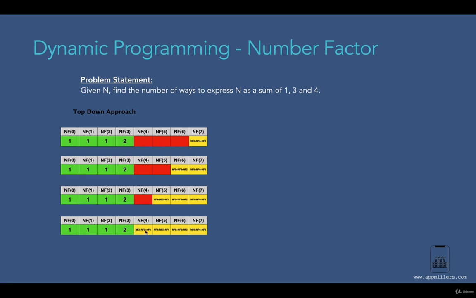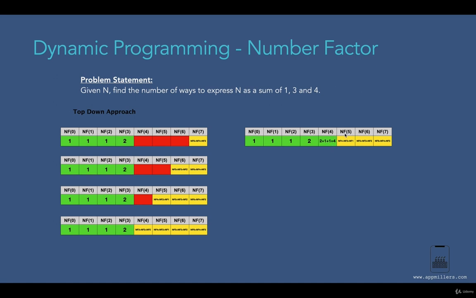Now for number factor 4, the equation will be like this: number factor 3 plus number factor 2 plus number factor 0. So as you can see, the values for these number factors over here are obvious. So this means that we can calculate this number factor 4 based on these values that we have before. So these act as a base condition over here. So we are going to calculate number factor 3 plus number factor 2 plus number factor 0. After calculation, we can easily see that the result for number factor 4 is 4.